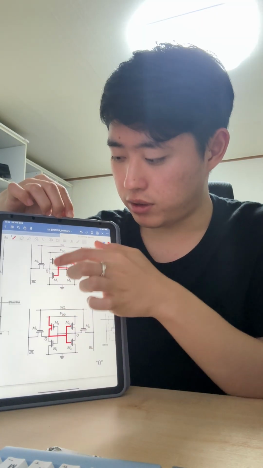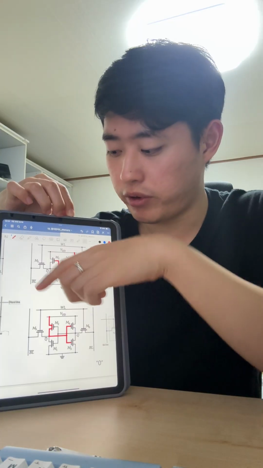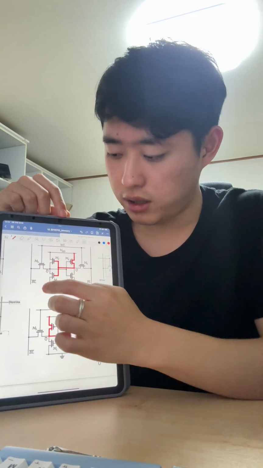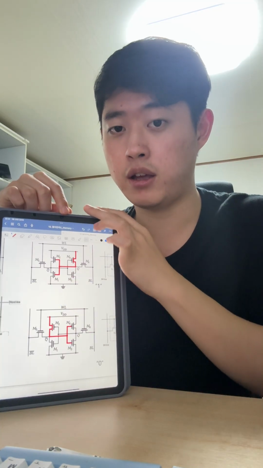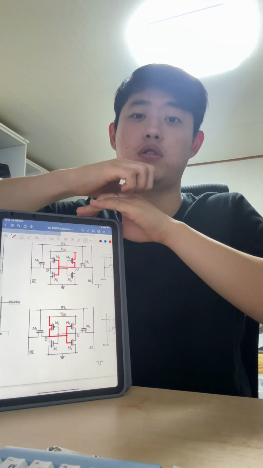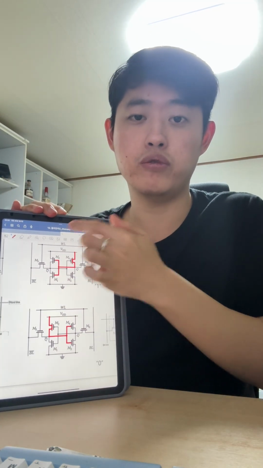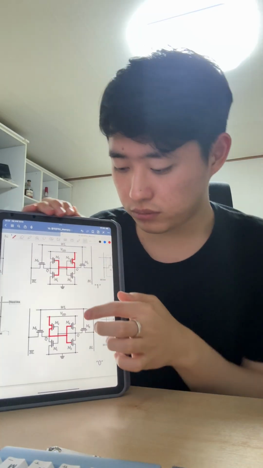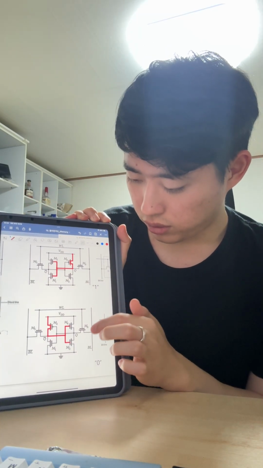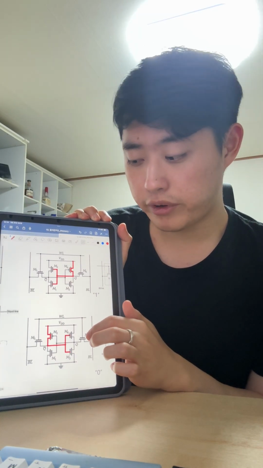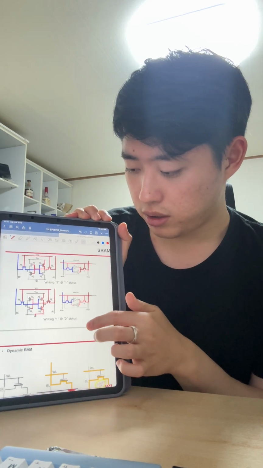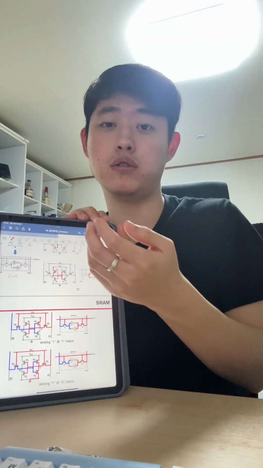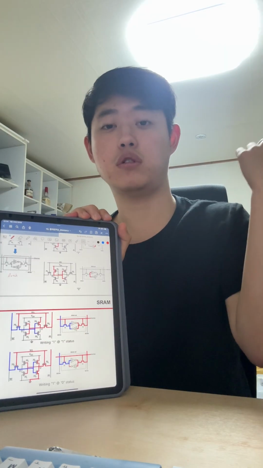When we want to write data, BL goes here, writes, and latches the data, so we can memorize the data. When we want to read the data, it goes up.